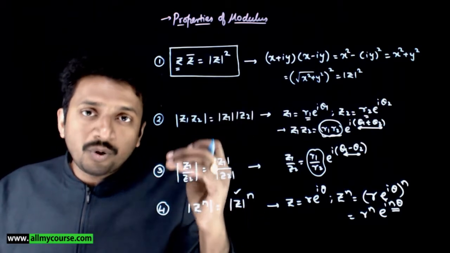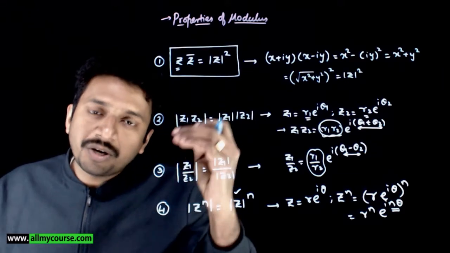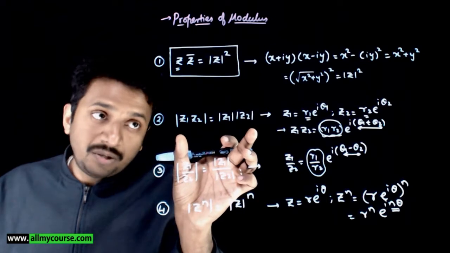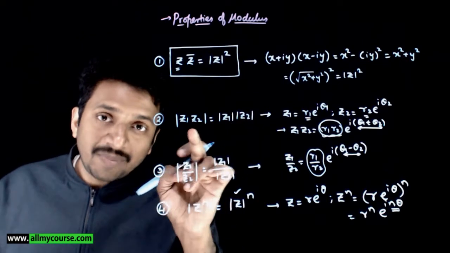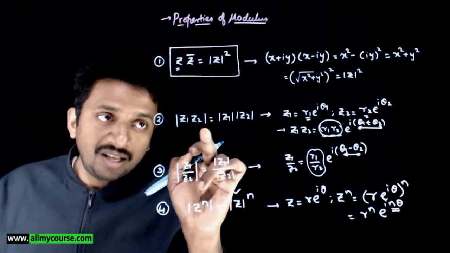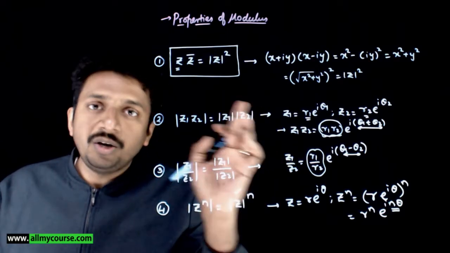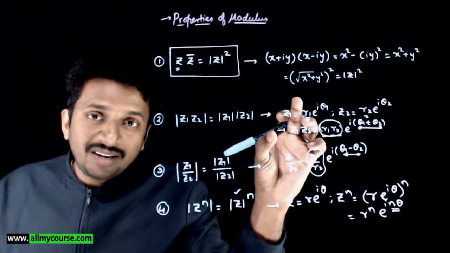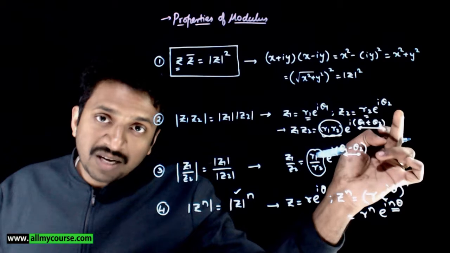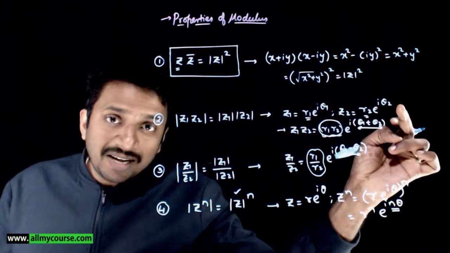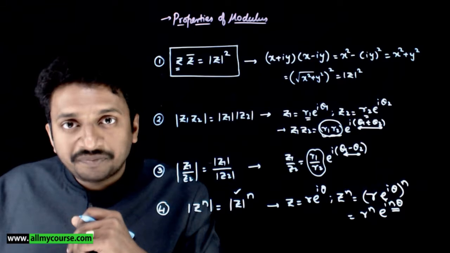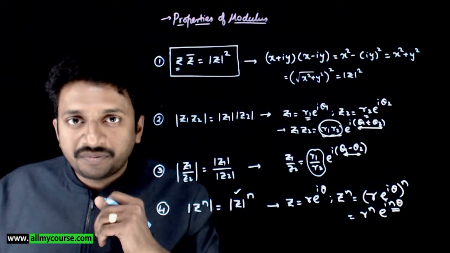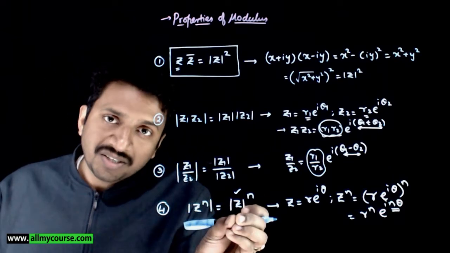So I hope the first four properties are very clear to you. These are the most important properties. Z into z bar is equal to mod z whole square. Mod of z1 z2 is mod z1 into mod z2. This can be extended: mod of z1 z2 z3 is mod z1 into mod z2 into mod z3. You can see why this can be extended from the derivation. Even if you have another complex number, the moduluses get multiplied when the complex numbers are multiplied. So what is mod of z1 by z2? Mod z1 by mod z2. What is mod of z power n? Mod z whole power n.